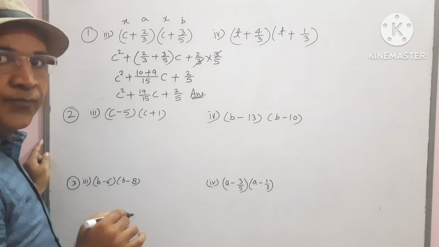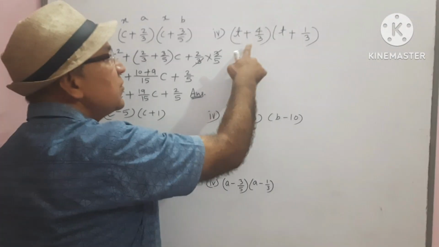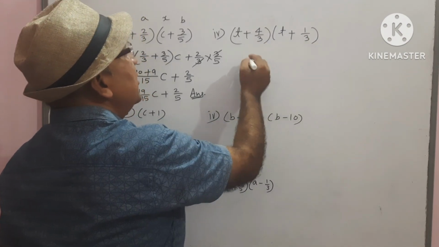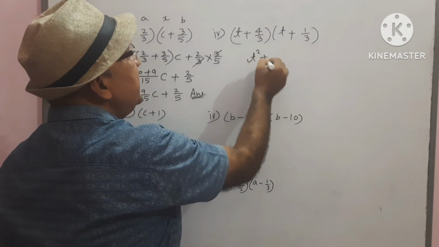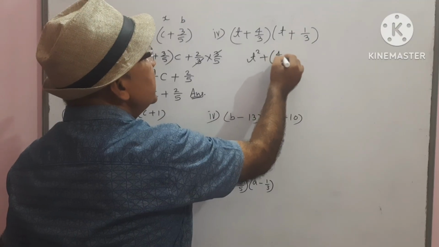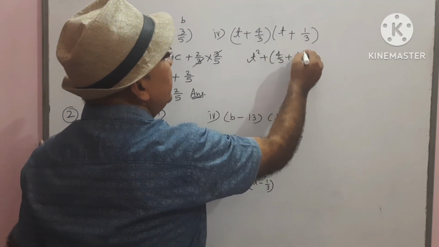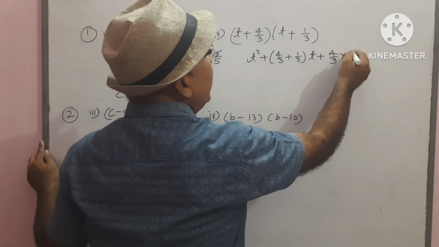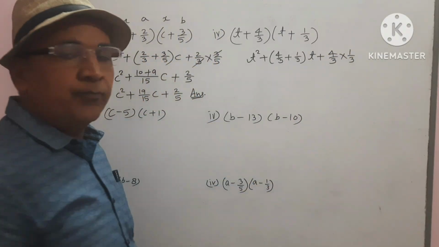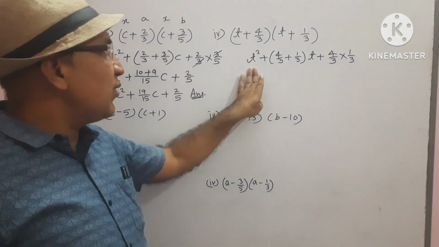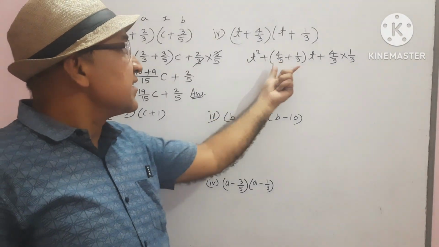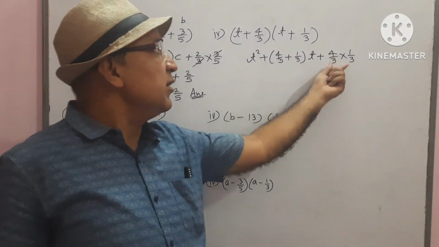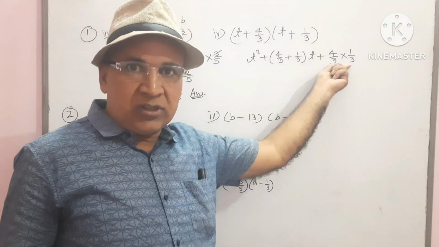This is your answer. Same we are going to do here also. T plus 4 by 3 into T plus 1 by 3. So according to the identity, T square plus 4 by 3 plus 1 by 3 into T plus 4 by 3 into 1 by 3. Because this is the identity. Square of the first term plus sum of the non-equal terms into first term plus product of the non-equal terms.